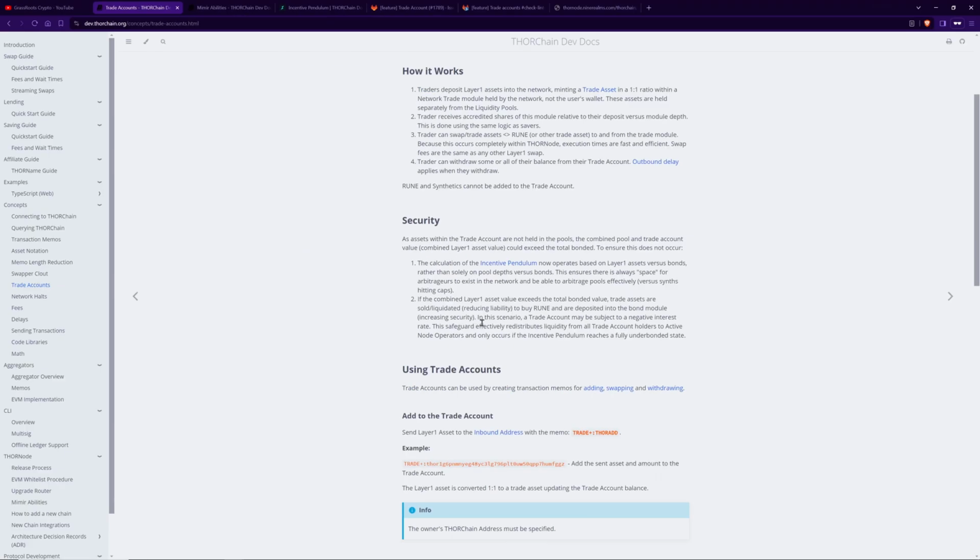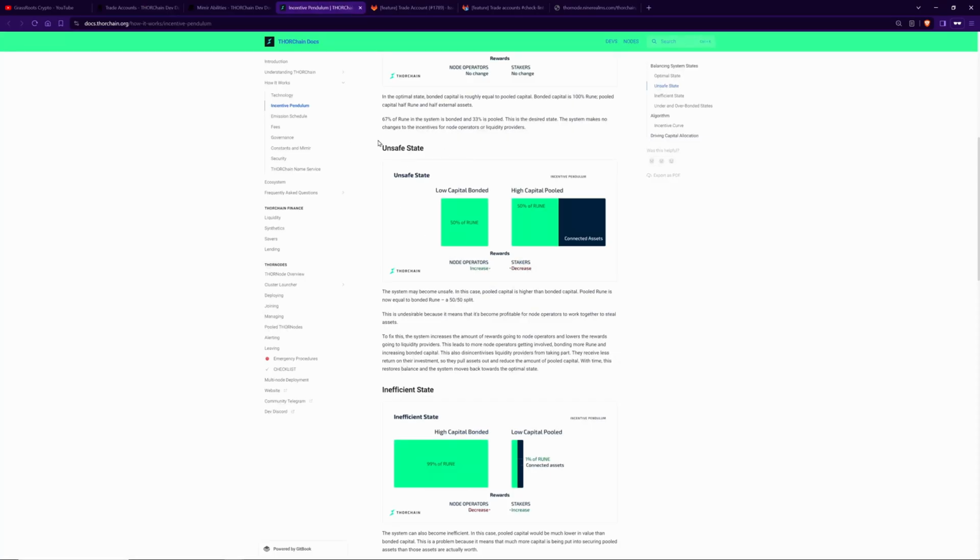In this scenario, if this were to happen, the trade account might be subject to negative interest rates. This safeguard effectively redistributes liquidity from all the trade account holders to active node operators, and will only occur if the incentive pendulum reaches a fully unbonded state. So unbonded being an unsafe state, that is where there is insufficient bonded liquidity to secure the pools, or now more specifically, to secure the L1 assets held within the Asgard vault.